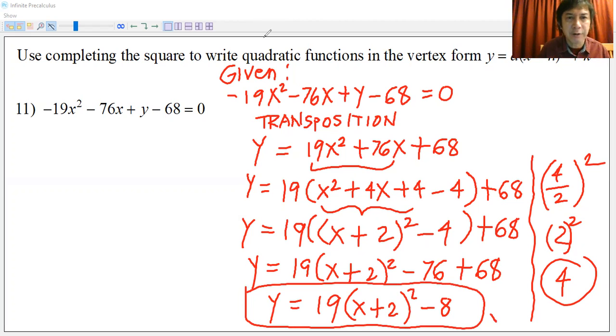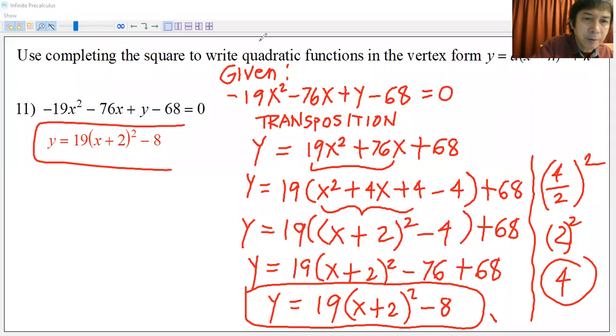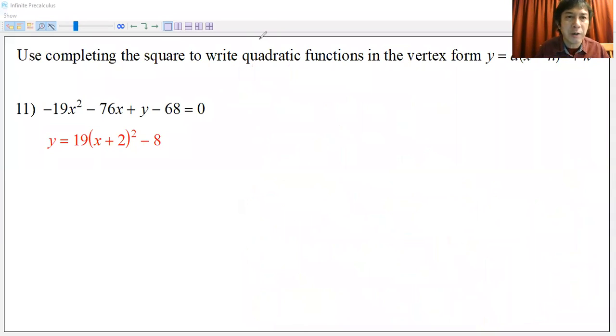And we shall verify that. Check the answer below the given. There, and we have here exactly what we have at the bottom. Y is equal to 19 times x plus 2 squared minus 8. This must be the right one. Number 12 now. Let's continue with number 12. Let me clear the screen.